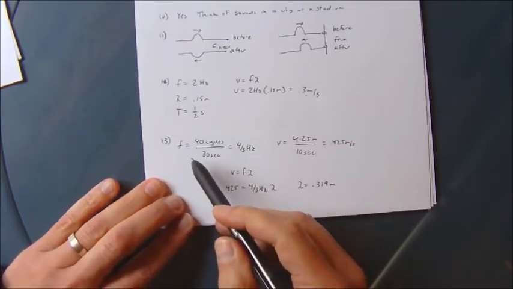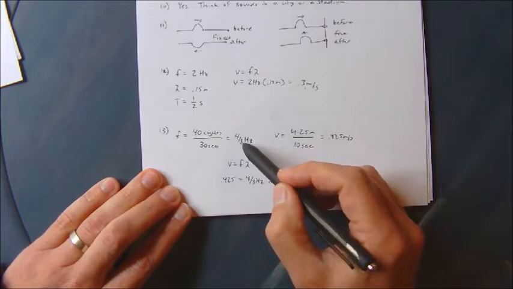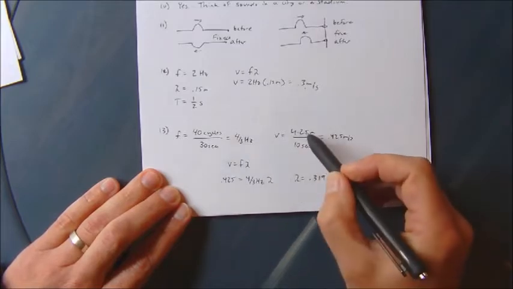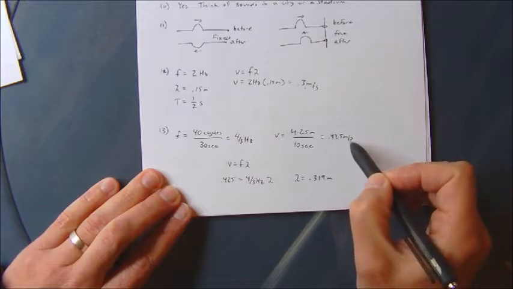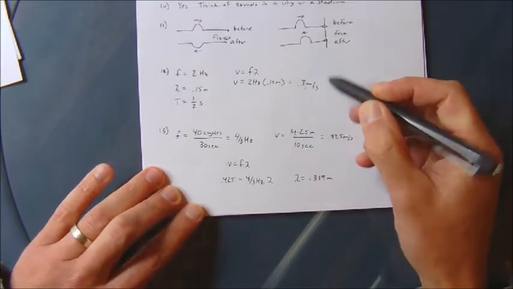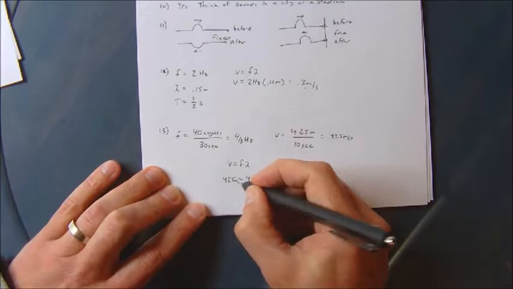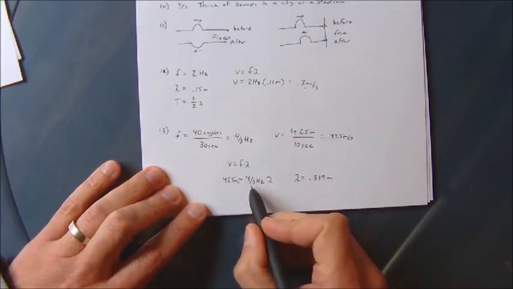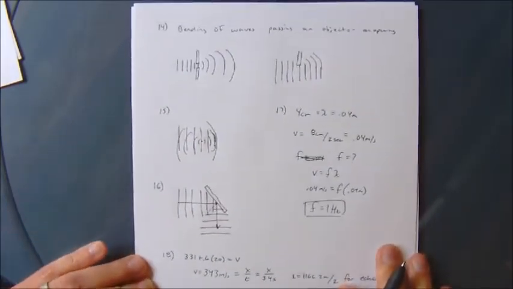13, harmonic wave traveling along a rope. We get 40 cycles in 30 seconds, or 4/3 of a hertz. Velocity is 4.25 meters per 10 seconds, or 0.425 meters per second. Notice I converted that from centimeters. And then velocity is frequency times wavelength, so 0.425 meters per second divided by 4/3 hertz equals 0.319 meters. So there's number 13.